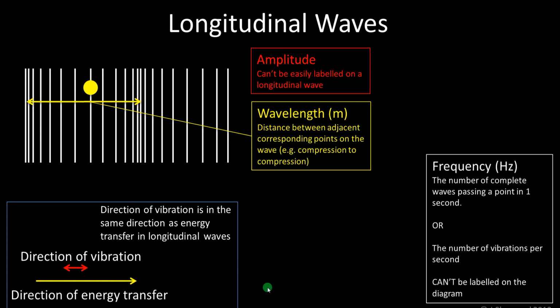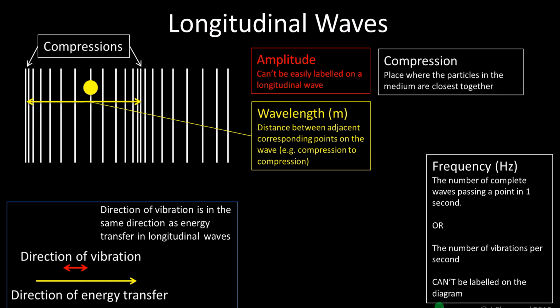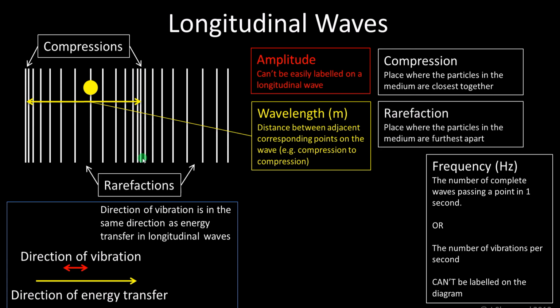Frequency has exactly the same definition, and we still can't label it on the diagram. When you're measuring wavelength, the usual way to do it is between compressions, and a compression is where the particles in the medium are closest together. You may also see this diagram, instead of with neat lines, done with particles in the medium. If there are lots of particles drawn in one place, that's a compression. If the particles are very spaced out, that's called a rarefaction. You could also measure the wavelength from one rarefaction to the next rarefaction. That would be fine as well.